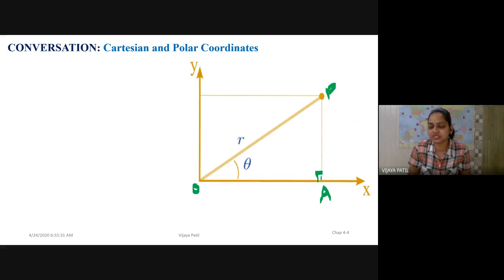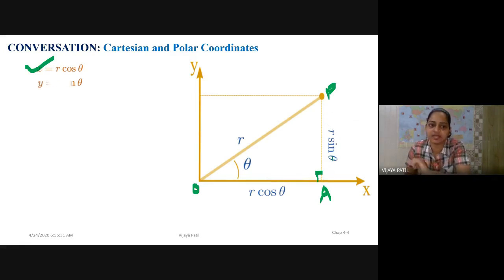Now, this is a perpendicular, and we know this is the angle POA, and therefore the adjacent side of this theta is nothing but r cos theta, right? Which is nothing but x, because this is a distance of x units on this x axis. So x is equal to r cos theta. I've got my first. Second thing is the opposite side. The opposite side of this theta is PA, and this PA is r sine theta. Therefore my y is equal to r sine theta, right?